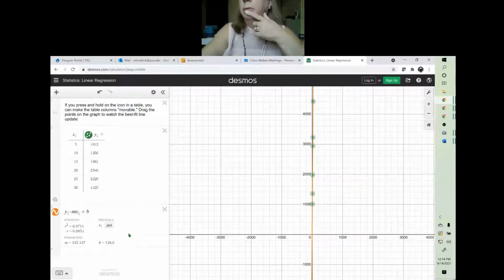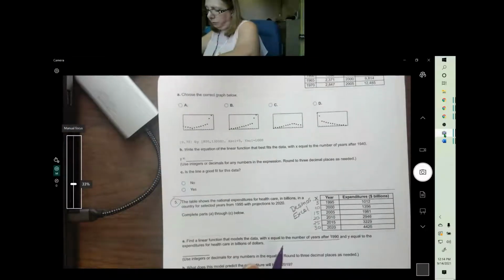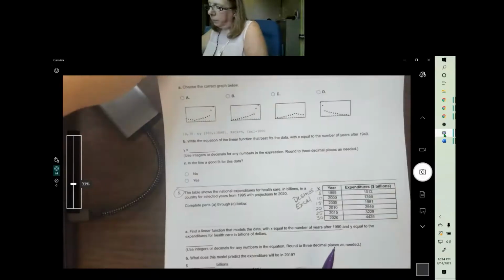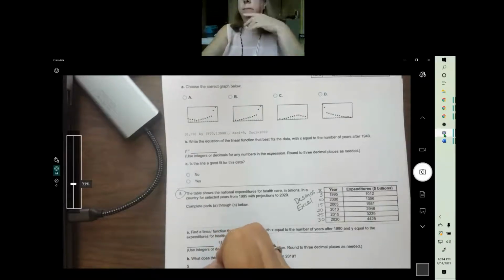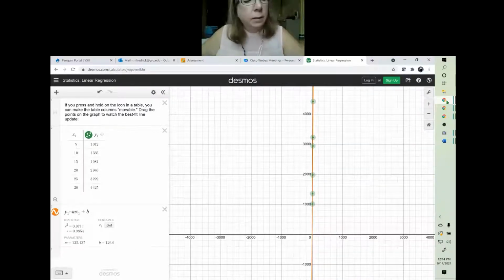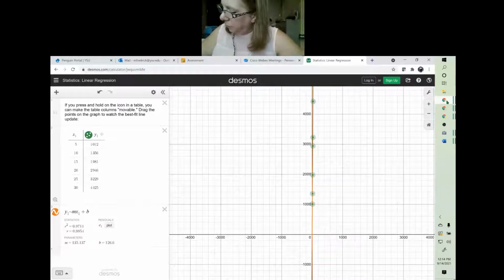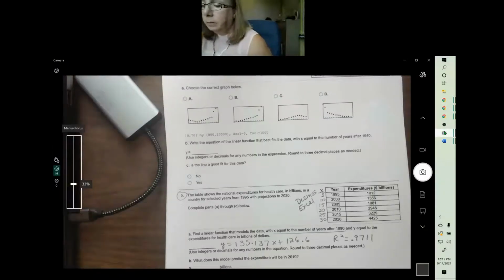Okay. Oh dear. So it gave us our equation, which of course I didn't write. Find the linear function that models it. You would write the equation here. So y equals 135.137x plus 126.6. And R squared, you'd need both for the test. Any questions on that part?